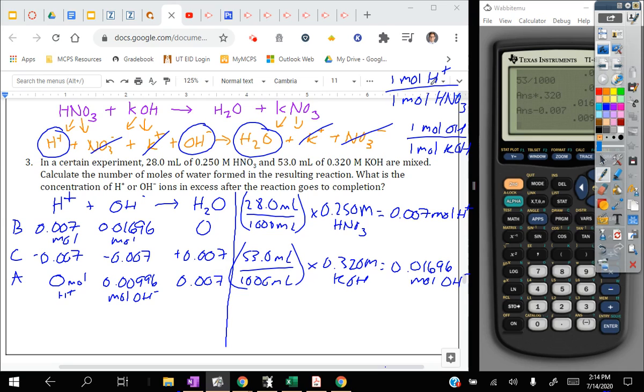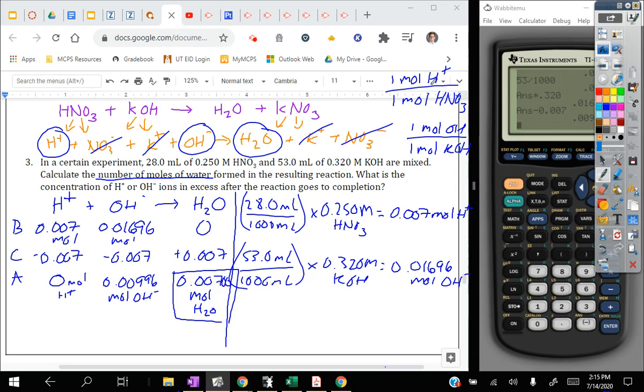And it looks like we're doing 3 significant figures here. So this question is asking, calculate the number of moles of water formed in the resulting reaction, and then what is the concentration of H plus or OH minus ions in excess after the reaction goes to completion. Okay, so I have figured out my number of moles of water. Now with sig figs, I should tack on 2 zeros to that.